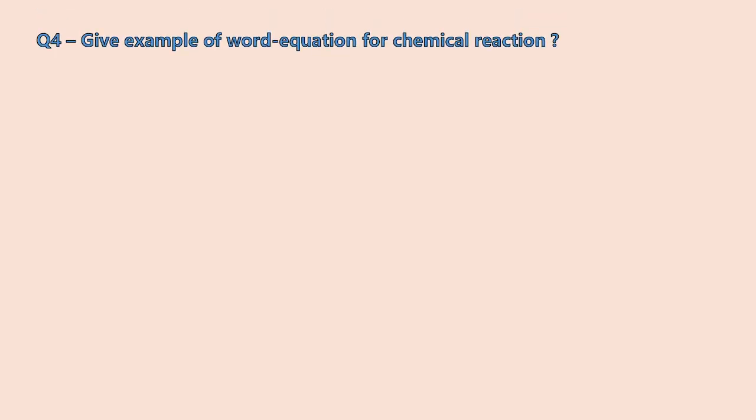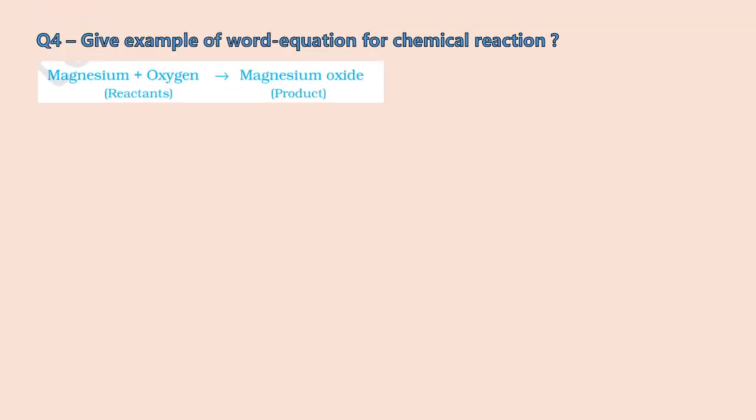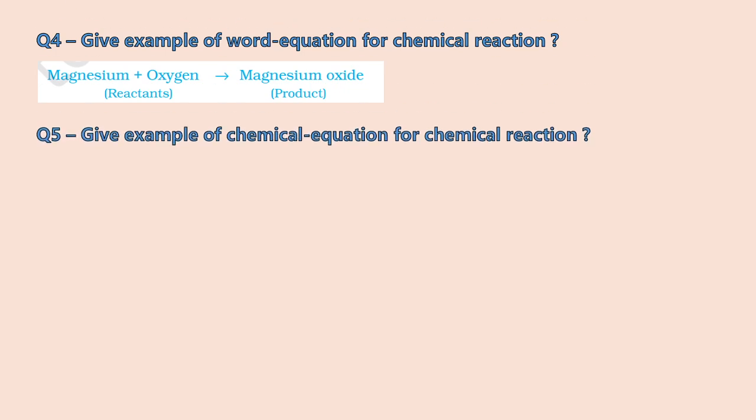Okay. Give an example of a word equation for a chemical reaction. So how do you specify a chemical reaction using a word equation? If we want to say magnesium and oxygen react with each other, we can write magnesium plus oxygen, and we can call them reactants because they are the ones that are reacting with each other. The arrow says these two react to give magnesium oxide, and under this magnesium oxide we can write product, because this is what is obtained from the chemical reaction.